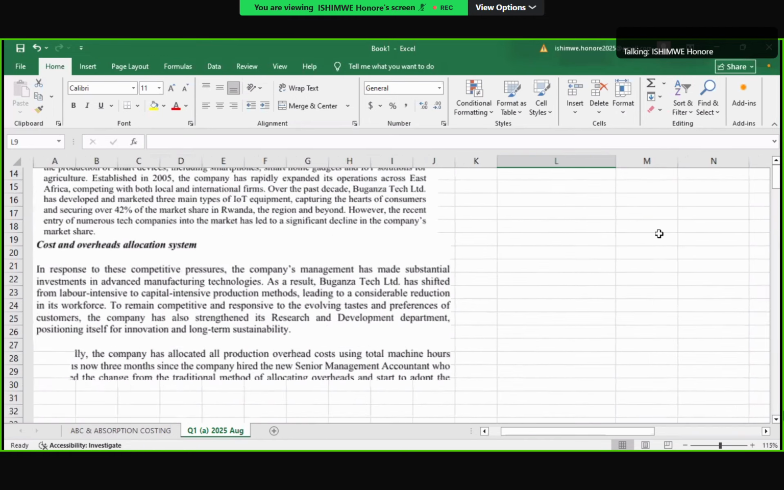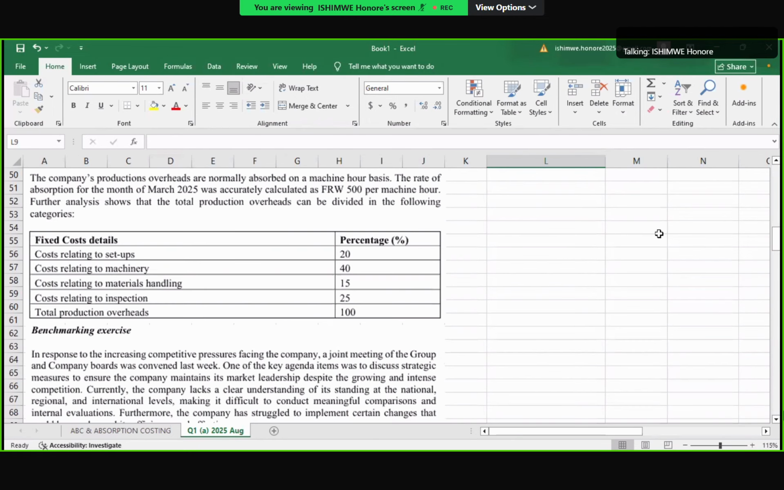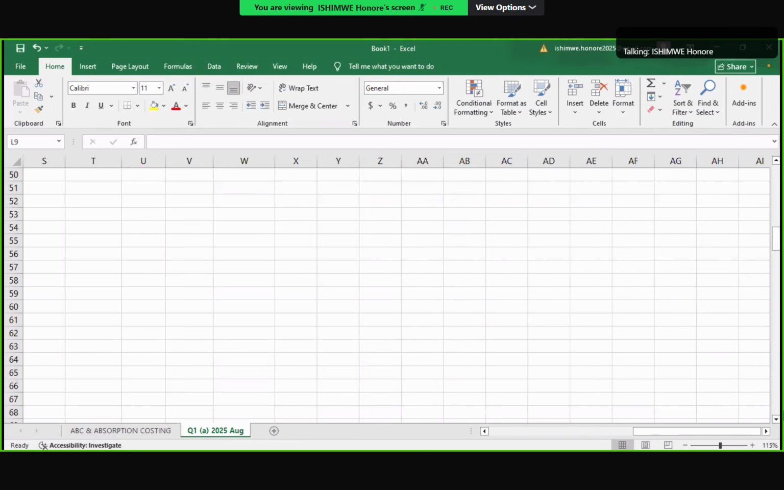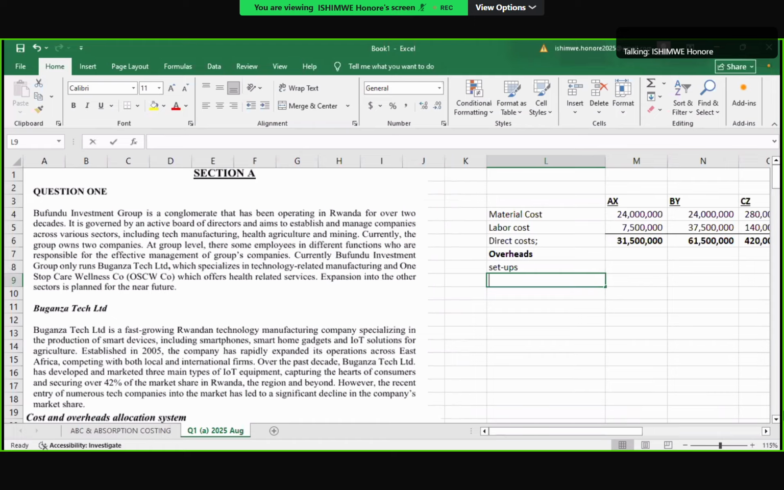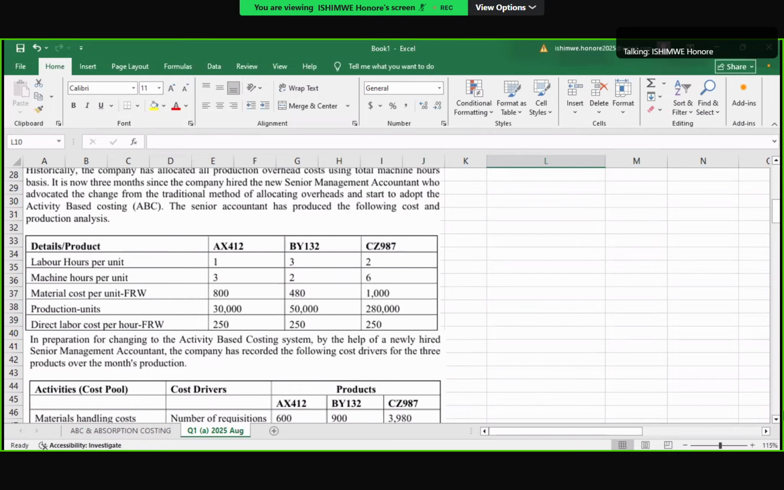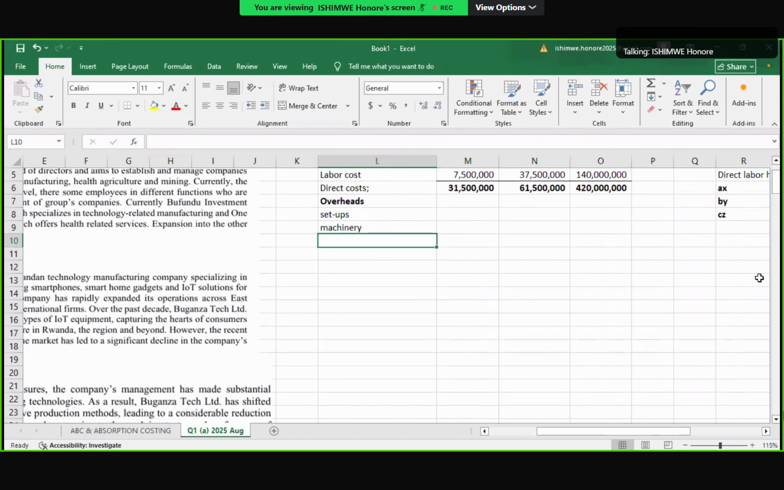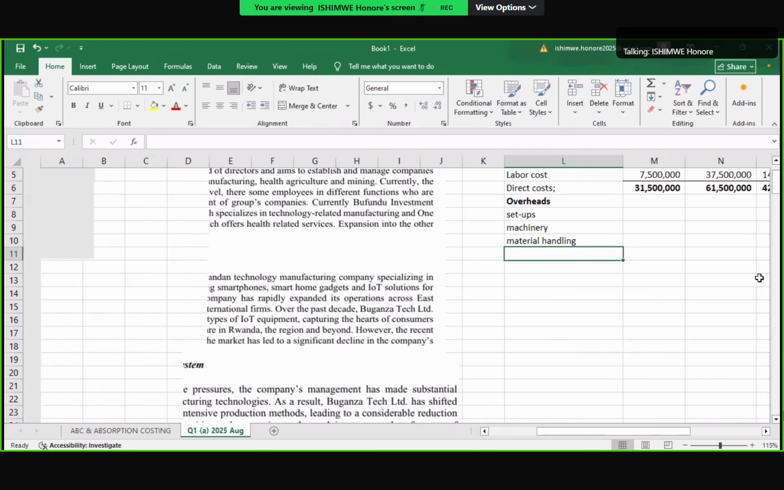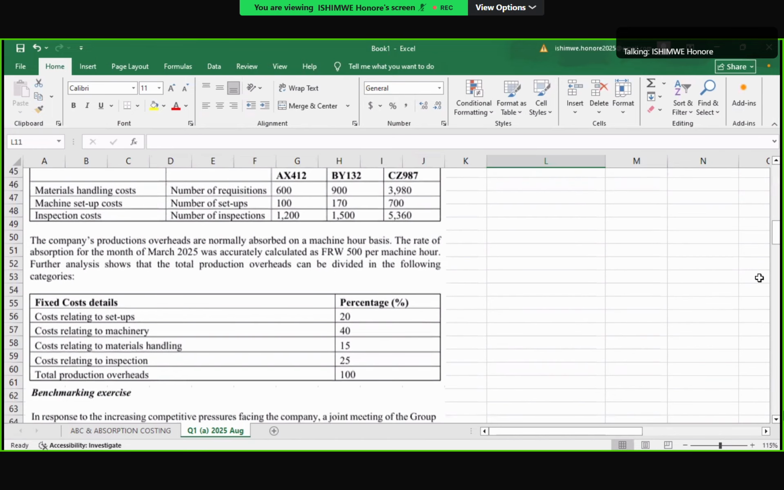That's what I should be writing. What is the second? The second is machinery. Okay. Cost relating to machinery. Then cost relating to the third, which is material handling. Material handling. And then we look at the inspection.